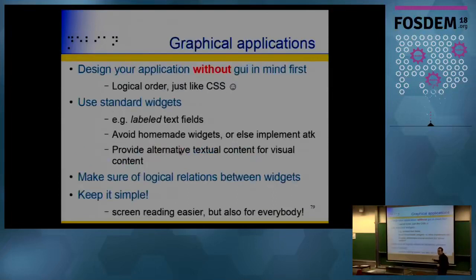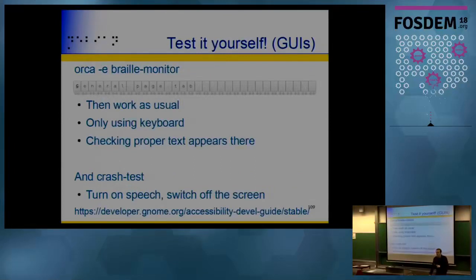Just some takeaway slides. I won't detail them because I don't have the time, but basically design logically without taking into account graphic things. Use standard widgets, use labeled widgets. Make sure you have logical relationships and keep it simple. And making it simple will help everybody actually to use your software. You can try accessibility tools. You can enable the screen reader and see what happens, and try to use just the keyboard, don't cheat, and see what shows up on the Braille device.